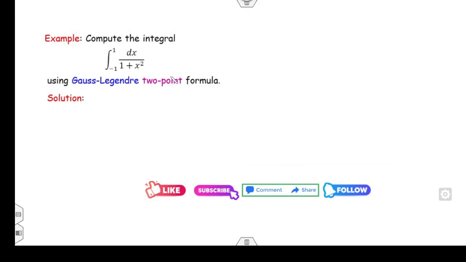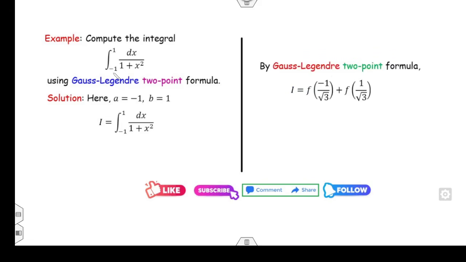Similarly, I can explain with the help of one numerical example. Now in this case, you can see the limits are already minus 1 to 1. If the limits are from a to b, then we firstly convert to minus 1 to 1. Now you can compute by using the 2-point Gauss quadrature formula. What is the Gauss quadrature formula? f of minus 1 by root 3 plus f of 1 by root 3. Because the limits are already from minus 1 to 1, what is my f(x)? f(x) is 1 over 1 plus x square.